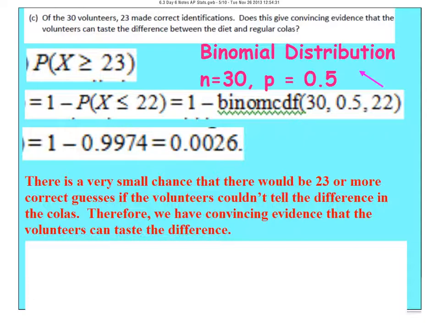Again, do note you could have done this probability a different way. You could have done binomial PDF for 23, 24, 25, 26, 27, 28, 29, and 30 and added them up, which would have also been sufficient. This is by far a more efficient way of doing the problem, though.